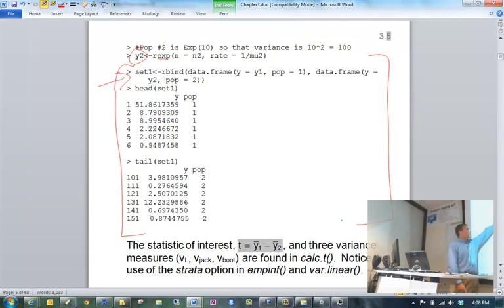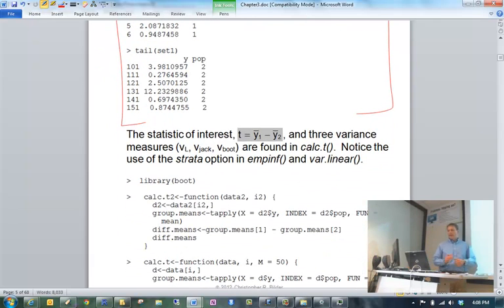So from population 1, the data goes in first. Notice how I have a variable called Y. It has all my data in it. I have a variable called pop that corresponds to the population number. At the end of the data set, I have population number 2 data.